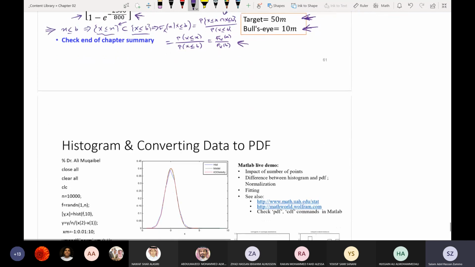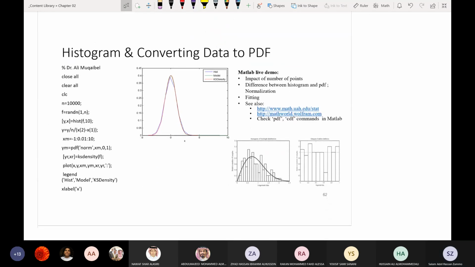The last thing I wanted to mention is the histogram. The histogram is a graph that basically shows the distribution of a specific random variable. So for example, here we are generating n samples, and we are calling f, which is the random variable, randn. randn here is the Gaussian or normal distribution, with zero mean and unit variance. The default is zero mean.